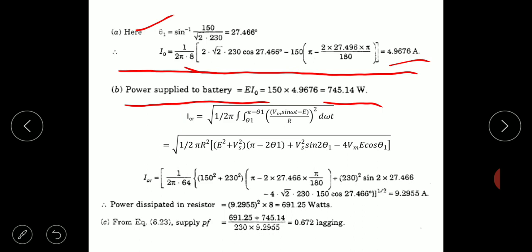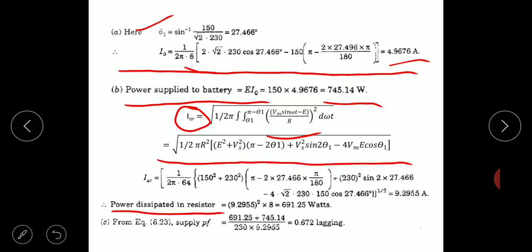Then we can also calculate power dissipated in resistor. This was not required in the question, but it will be required for part C. For power dissipated in resistor, we require RMS current. For determining RMS current, we will have to integrate the square of the current, Vm sin omega t minus E divided by R, again from theta 1 to pi minus theta 1. On integrating this, we get this expression. We have put all the values and we got I naught RMS.